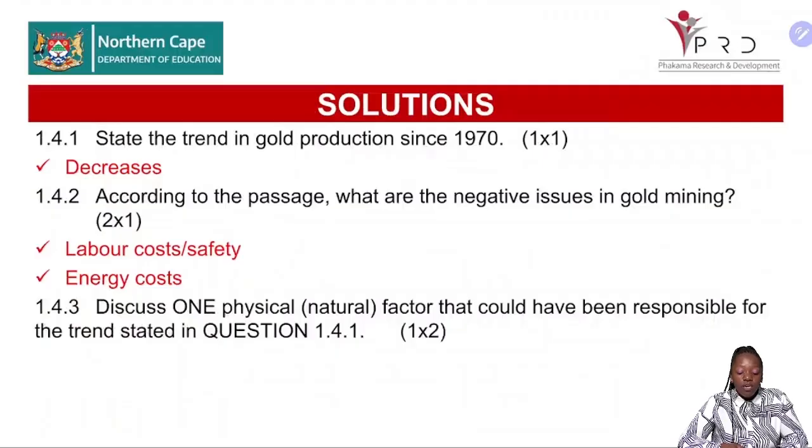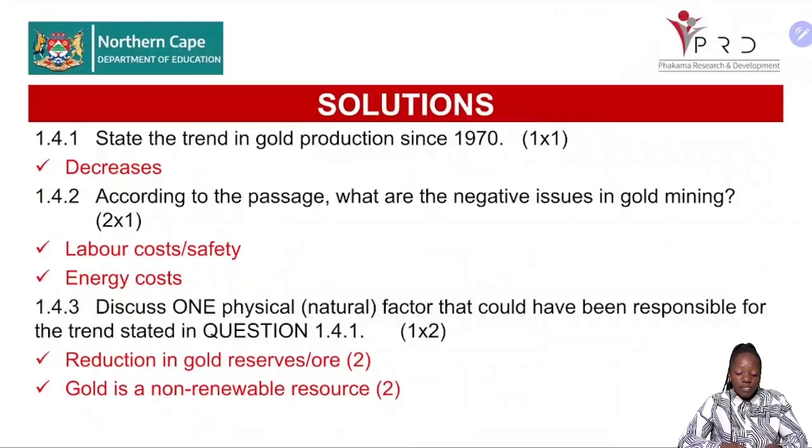Then your 1.4.3, you discuss the one factor, which is the natural factor that could have been responsible for the trend that is decreasing. So number 1, we are looking at the reduction of gold reserve or ore. Remember, gold is a natural raw material, or a natural mineral. So if it is being reduced or decreasing, then it could be another reason why the gold production has decreased. Then we're also looking at gold as a non-renewable resource. If it's a non-renewable resource, once it is depleted, it will never be able to be replaced. So that will decrease the trend.